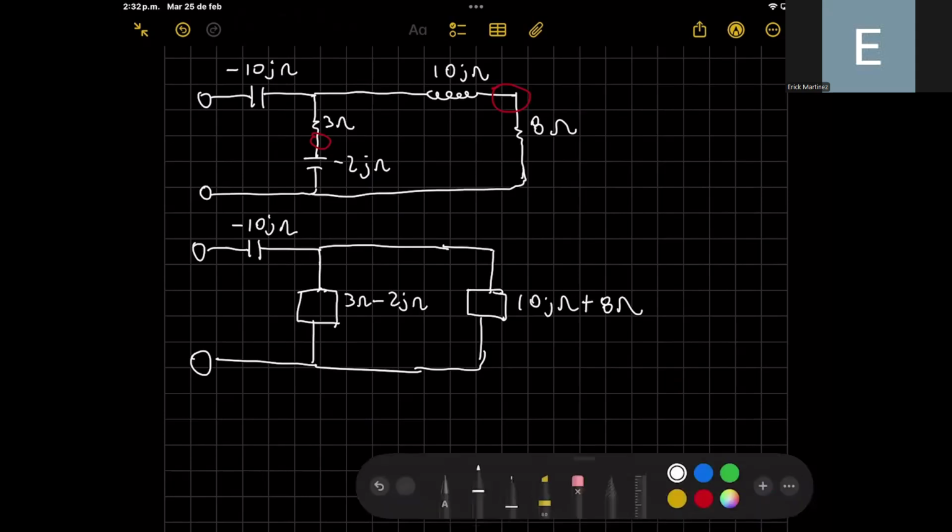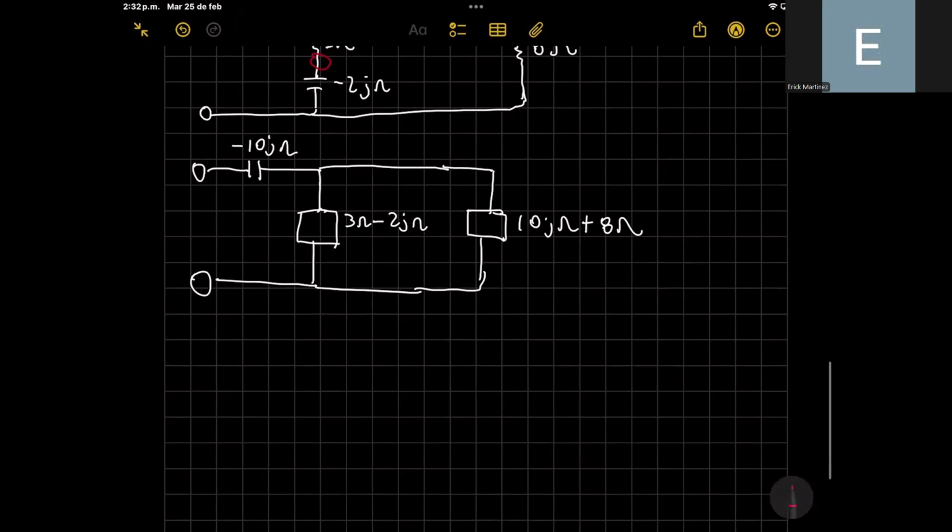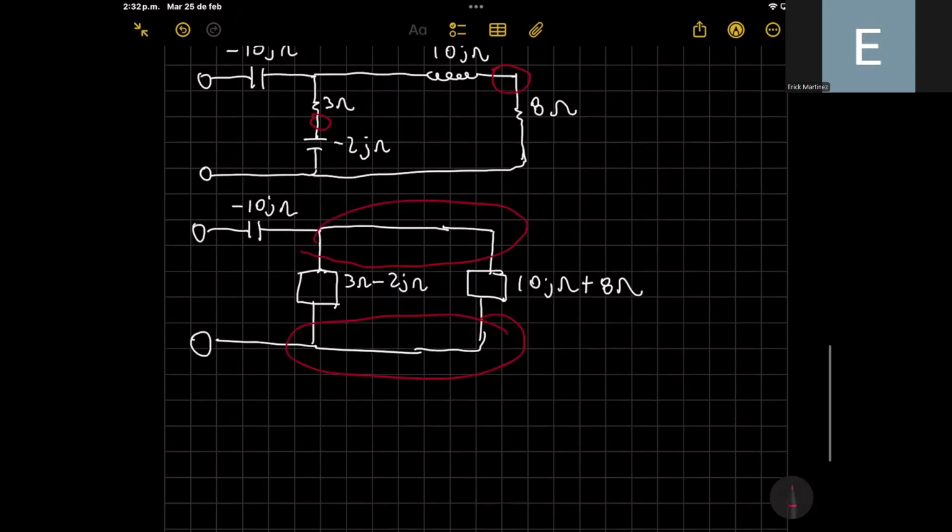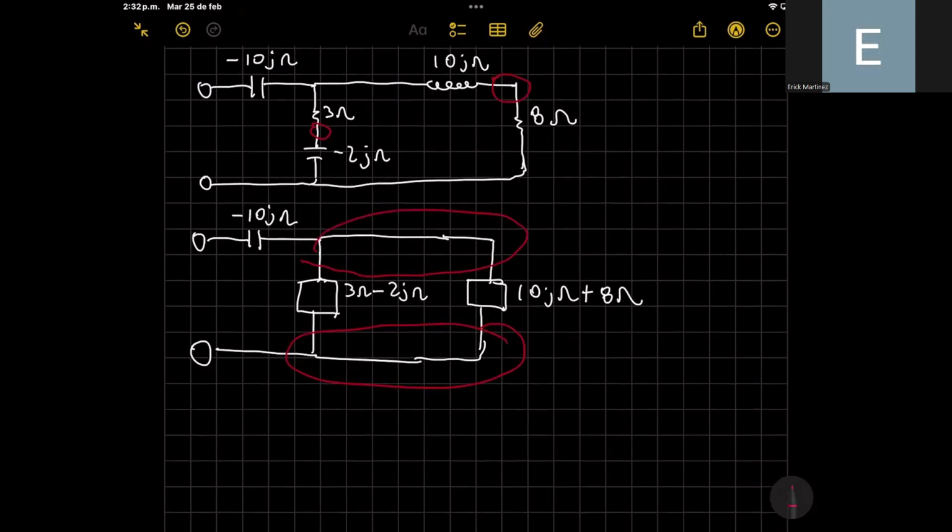Now that I have redrawn the circuit, I can show you which elements are in parallel. So here we have one element in parallel, and here we have another element in parallel. Okay, remember that for a parallel connection, the two elements need to have two nodes in common. So here, this is a node because we have a connection between elements, but also this is a node. But this element right here and this element right here are sharing two nodes. So since they are sharing two nodes, we can say that they are in parallel.